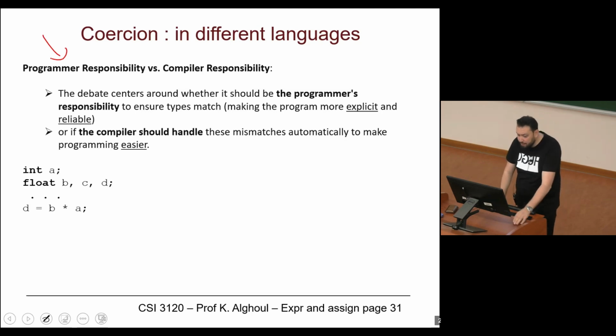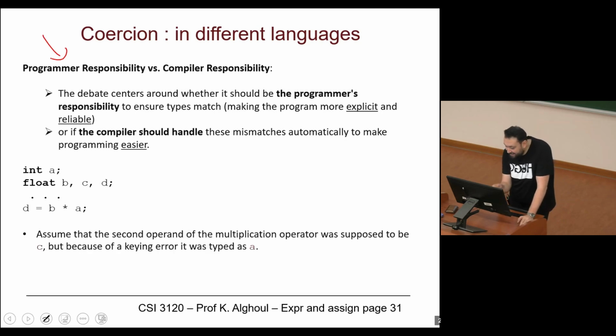If we take this one, int a, float b, c, d, d equals b times a, what's going to happen? In this case, assume that the second operand of the multiplication was supposed to be c. For example, you made a mistake. You're supposed to have b times c, and you did b times a. You need to take the decision when you're building this programming language. Are we going to give an error here, or are we going to let it pass? That's the decision that you need to make.